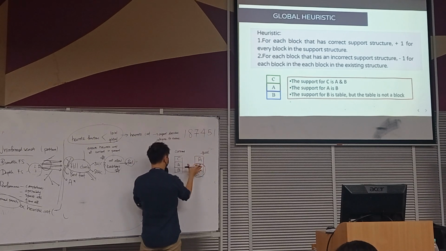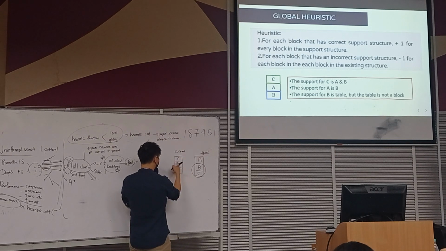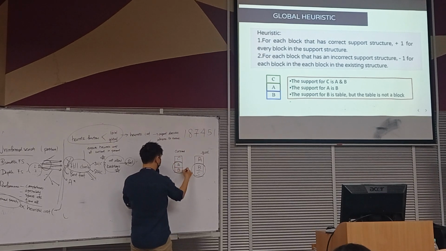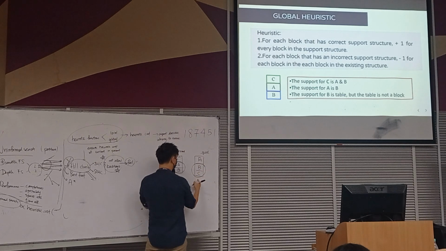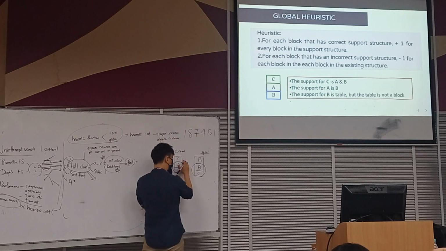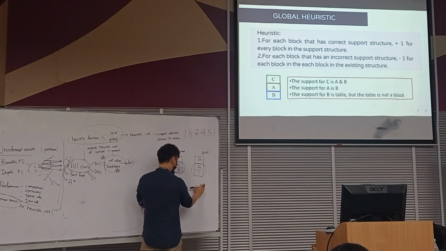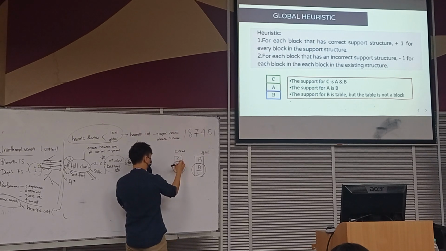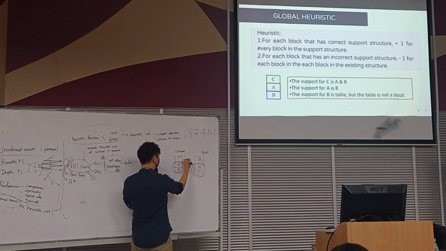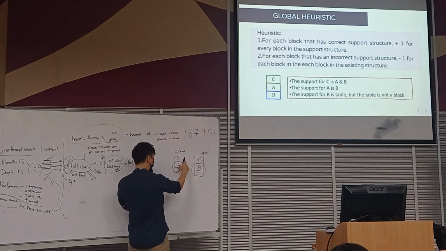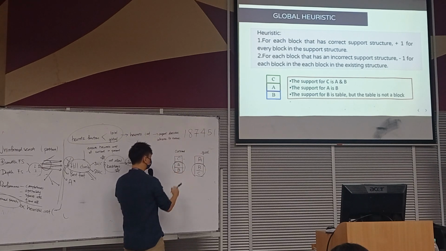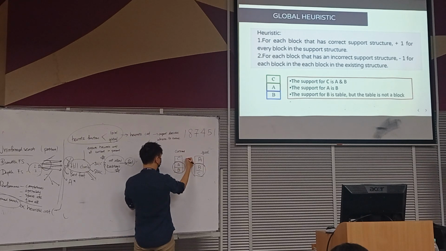Compare to this, okay, look at this. So C is supported by A and B. But if you compare to the goal, A is supported by nothing. There's no support block here. Okay, means that it is wrong, right? Because in the goal you don't have any support structure, but the current state is actually supported by A and B. So it's wrong, so we add negative. So what is the value here? The value depends on how many blocks are used to support the C. You have 1 block, 2 blocks, so we get negative 2.